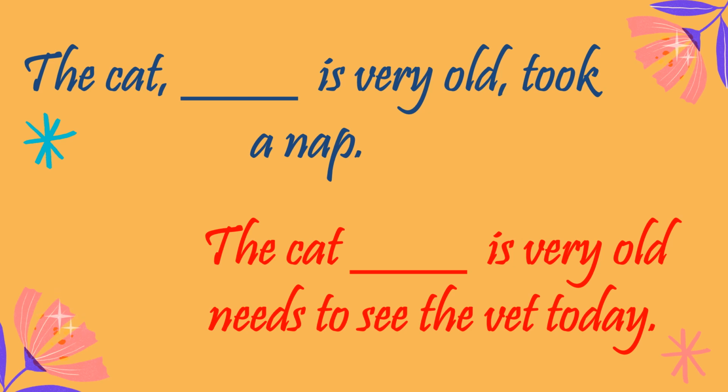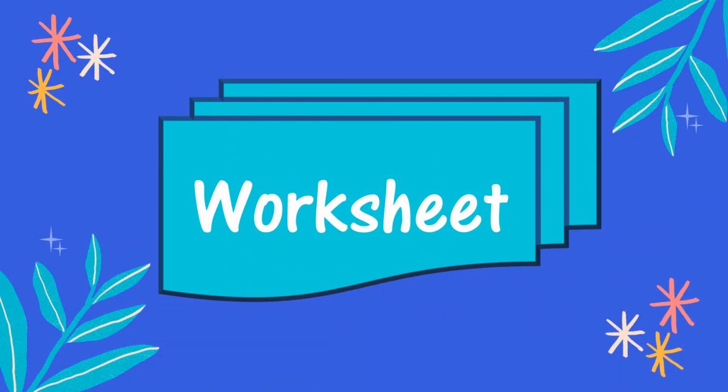So first sentence the answer will be which. The cat which is very old took a nap. And the second sentence, the cat that is very old needs to see the vet today. Understood? Well done, children. Now let us do this worksheet.